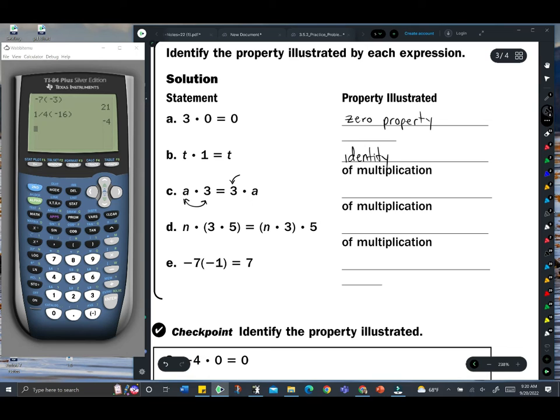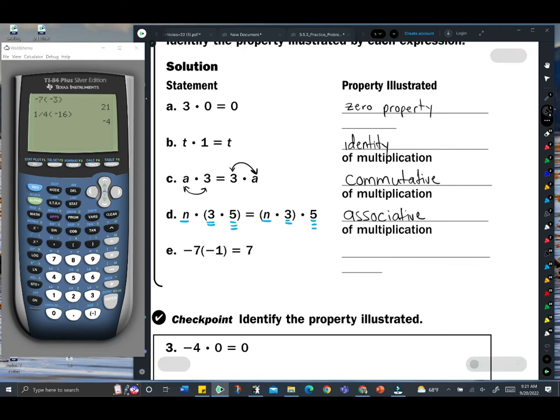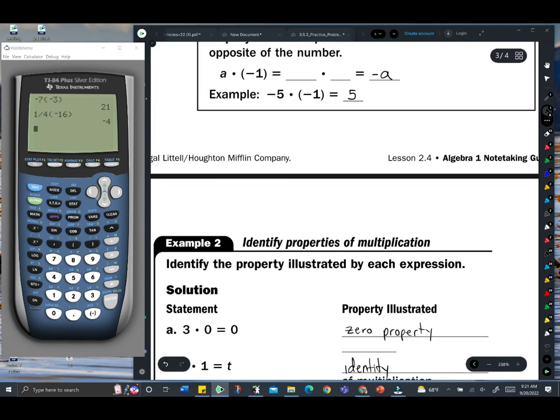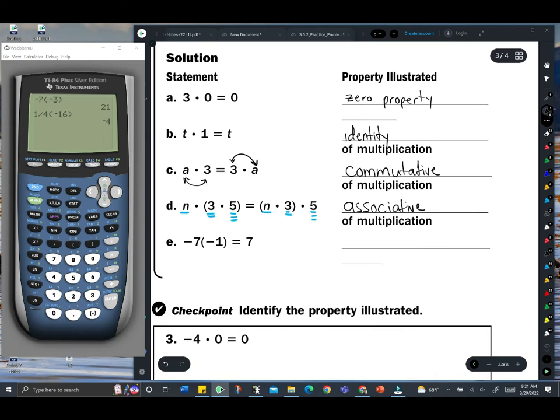For C, what's happening? The order is switching. If the order is switching, that's commutative. And for letter D, the arrangement is switching. The numbers are in the same spot. And that's what's often confused. So it is the associative property. And negative 7 times negative 1 is 7. We again call that the property of negative 1.